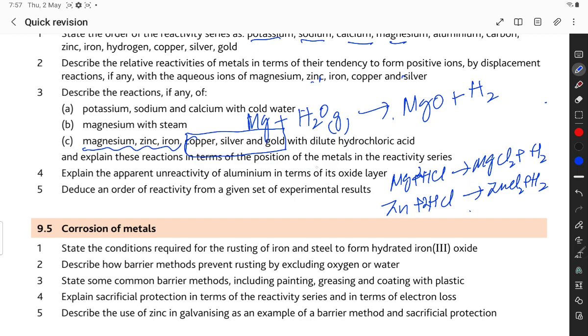Explain this reaction in terms of the position of metals. These are moderate reactive metals. Only these metals react with dilute acids. Magnesium produces more bubbles of gas, zinc less than magnesium, iron less than zinc.